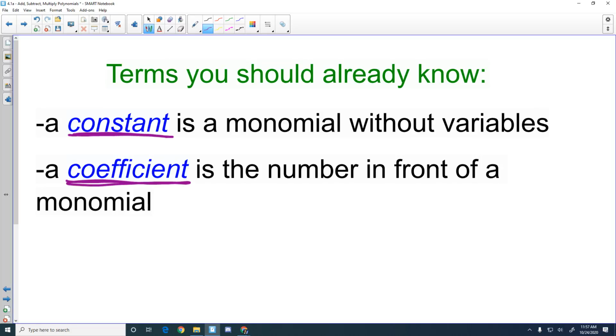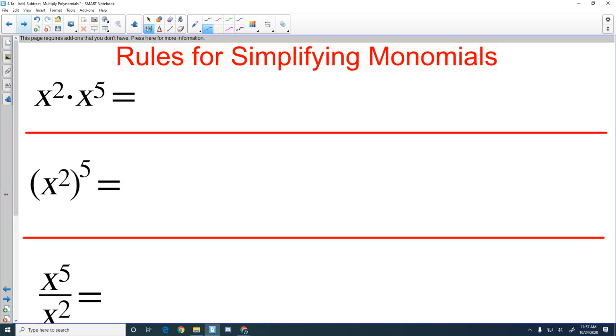So I'll be using those terms a lot, but you've already been hearing me use those, so you should be good with that. Now, these monomials have very particular properties. And so I just want to review all these with you to make sure you know what's going on. So x to the second times x to the fifth. Now right here, I'm multiplying two different x variables. Now x is the same thing, and it's just got different exponents.